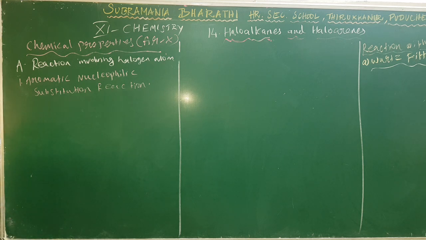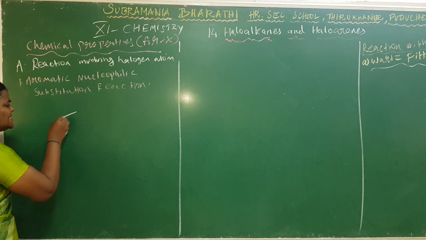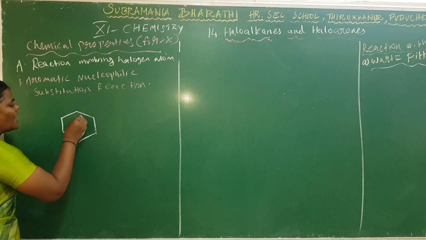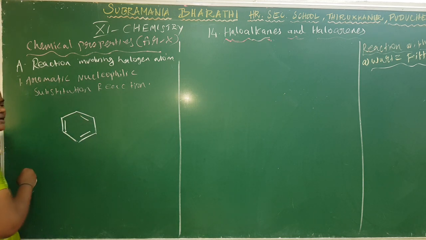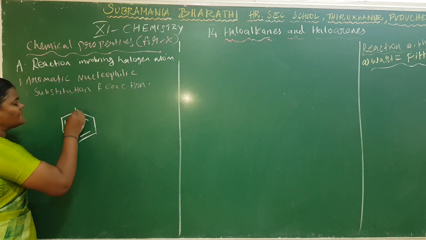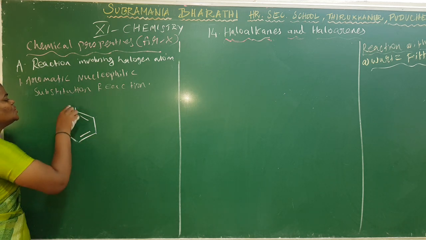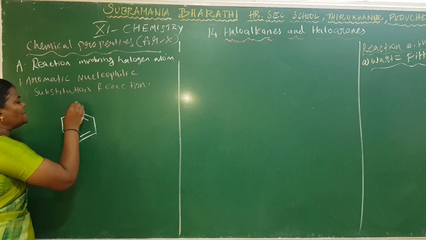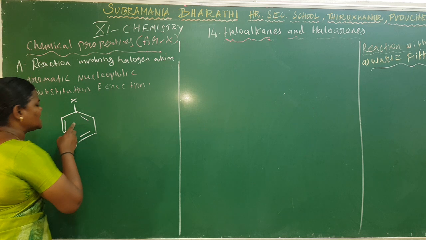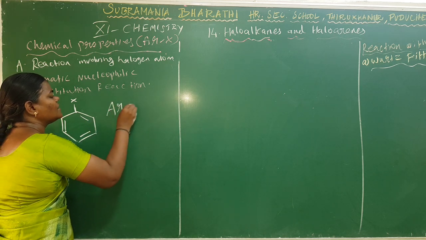Generally you know the structure of haloarenes. That is a benzene ring having alternating double bonds, and each carbon has one hydrogen atom. This hydrogen is replaced by a halogen. The general formula of the compound is Ar-X.